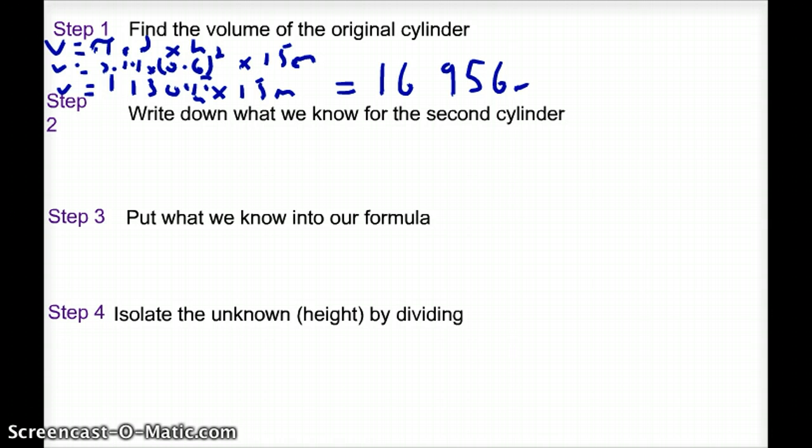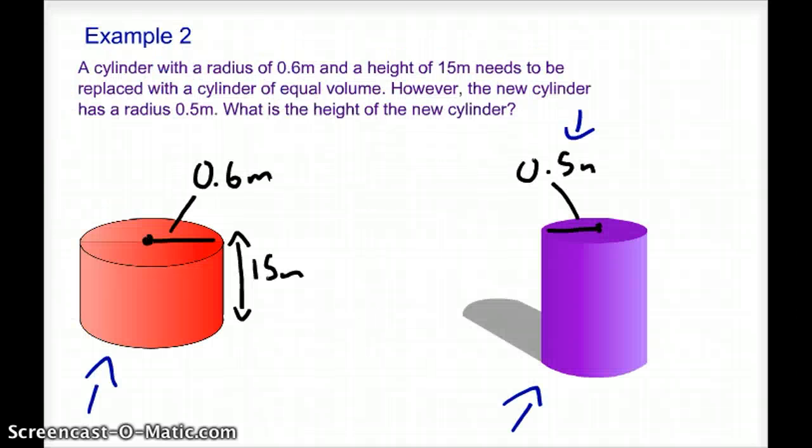Because again, we had our meter here, and we had our meter square right in there. So that gives us meters cubed. Now we found the volume of that original cylinder. Now we've got to do step 2: write down what we know for the second cylinder. If you refer back to that second cylinder, we know that the radius is 0.5 meters, and we don't know what the height is.